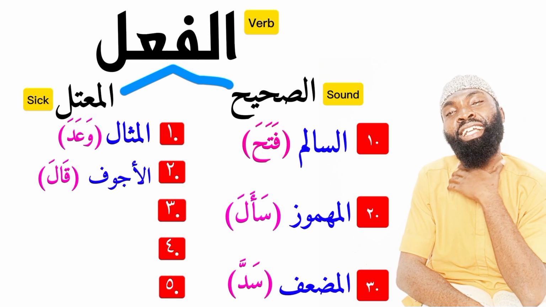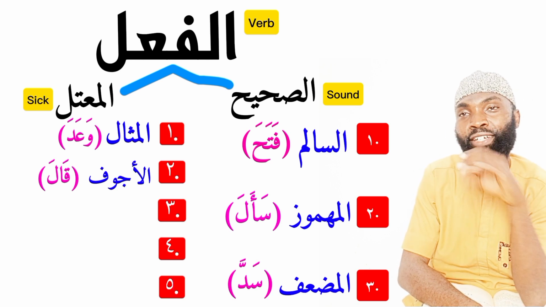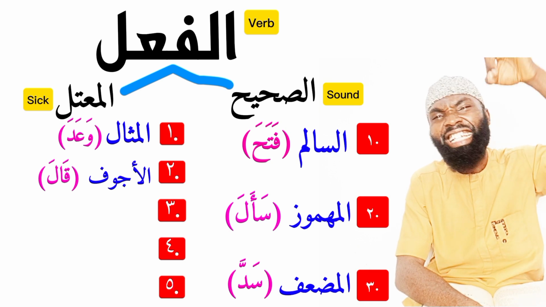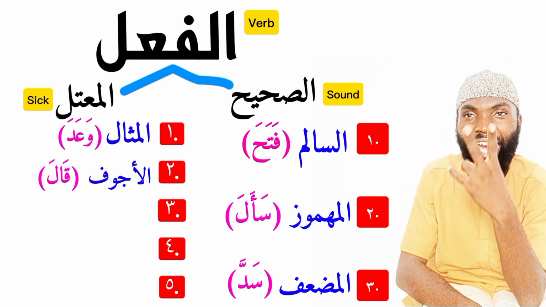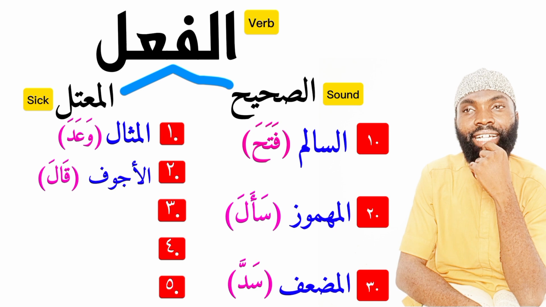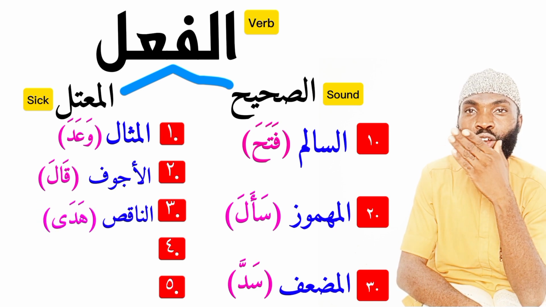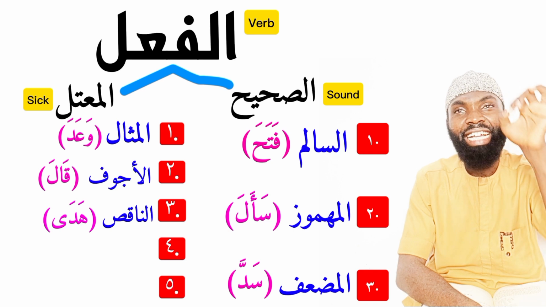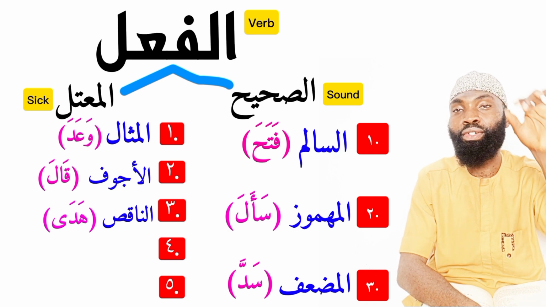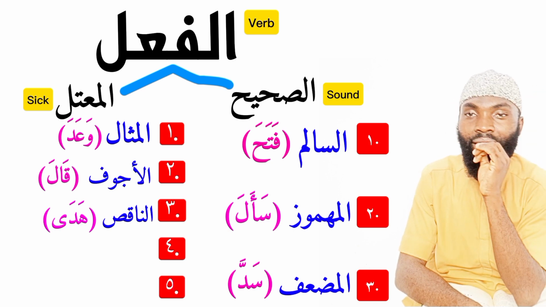Now the third subcategory among the weak verbs is the one which has the last letter as a sick letter. An example is the word hada or the word goa. You can see hada, alifun maksura is ending it. The same thing with goa.